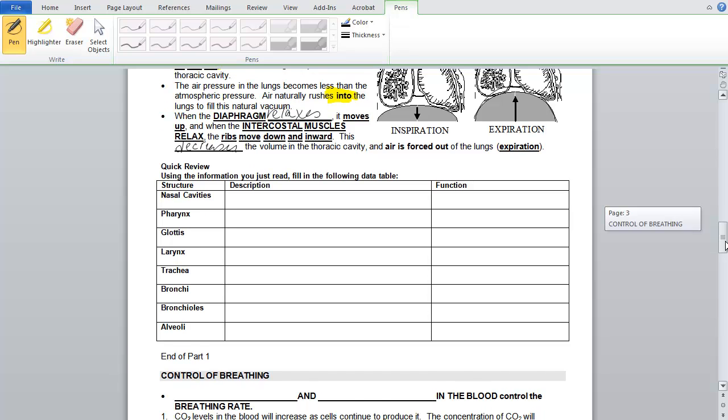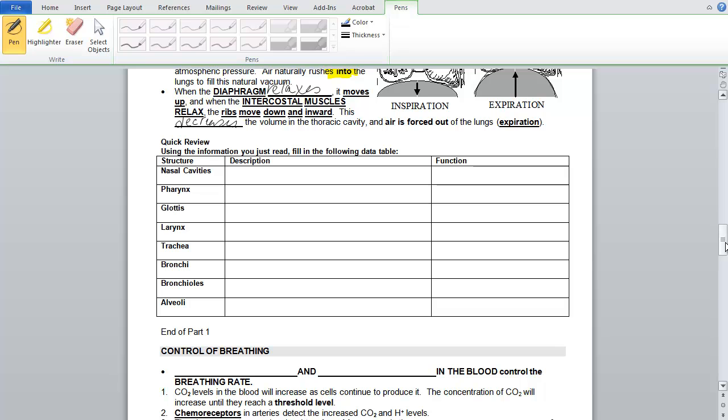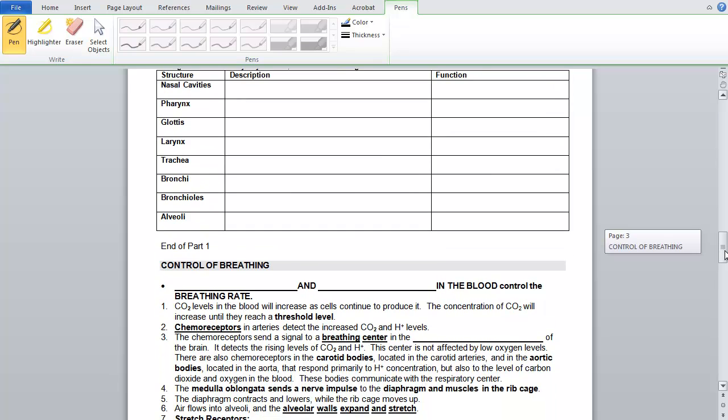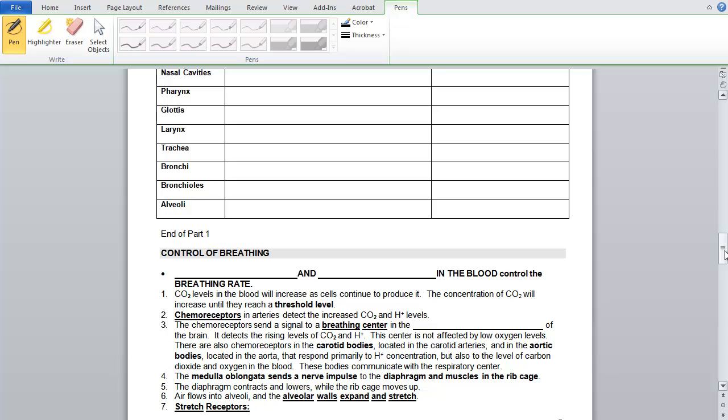Quick review for you. You might want to stop it here and fill out the structure and the function, and we're just going to walk through control of breathing.